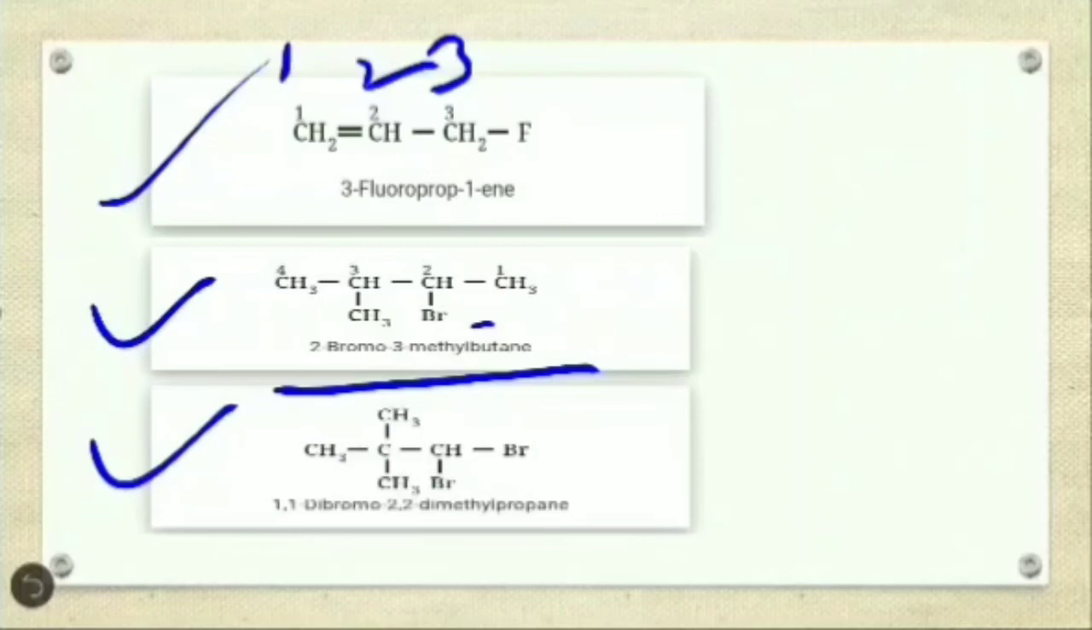In this example, the parent chain contains 3 carbons. So the parent chain is propane, with positions 1, 2 and 3. The first position contains 2 bromine atoms and the second position contains 2 methyl groups. So the IUPAC name is 1,1-dibromo-2,2-dimethylpropane. We will see the preparation of halogen derivatives in the upcoming video.